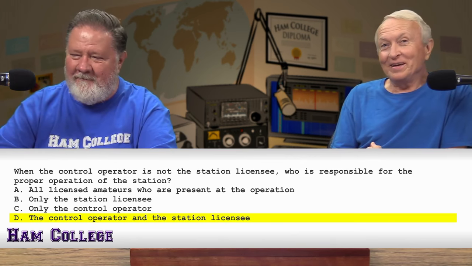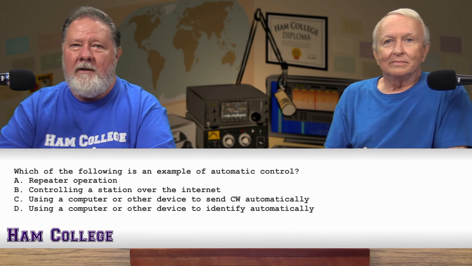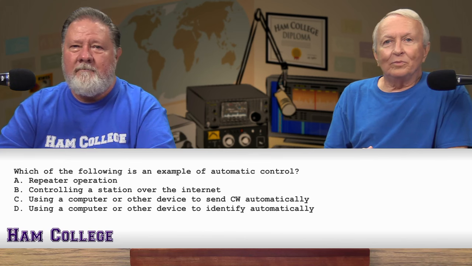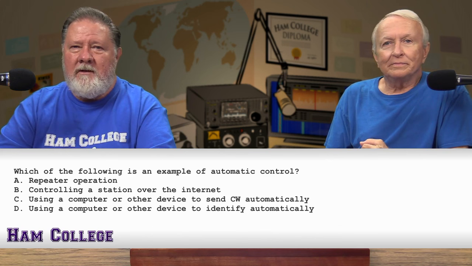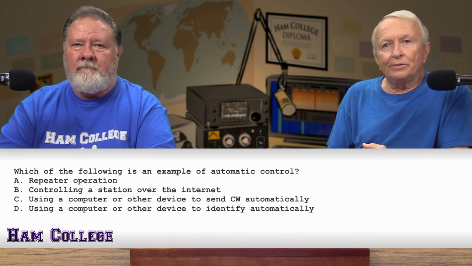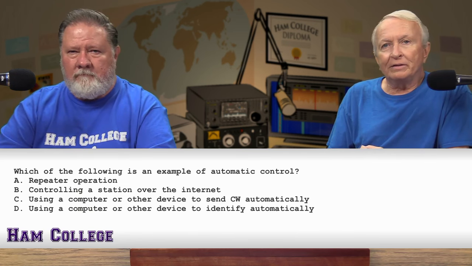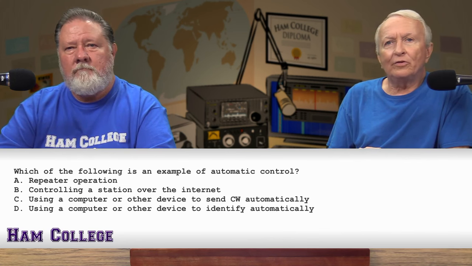That's basically it. Which of the following is an example of automatic control? A. Repeater operation. B, controlling a station over the internet. C. Using a computer or other device to send CW automatically. Or D, using a computer or other device to identify automatically. Which of the following is an example of automatic control?